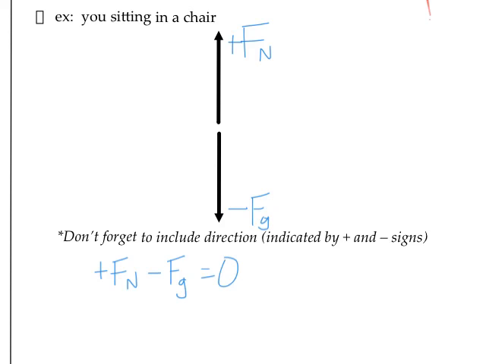So even though there are forces acting on you, if we combine and add those together, since they are in different directions, we actually end up subtracting them, and that turns out to be a total of 0. So this would indicate that there is no net force acting on you while you're sitting in the chair, even though there are different forces that are present.